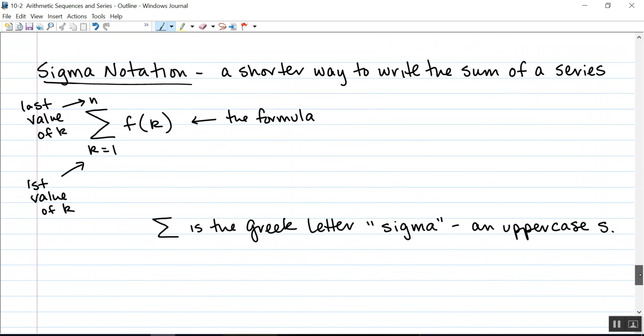And the last thing we're going to take a look at in this section is something called sigma notation. This is a shorter way to write the sum of a series. What we use is the Greek letter sigma, which is an uppercase S in Greek. The formula is going to be out front here. The number underneath is the first value of k that we're going to use, and the number on top is the last value of k that we're going to use. This looks very confusing, but let's go through an example.